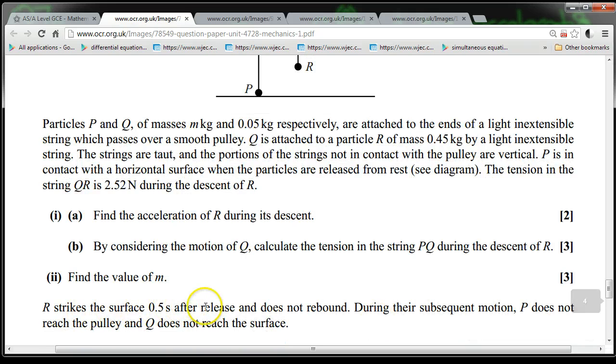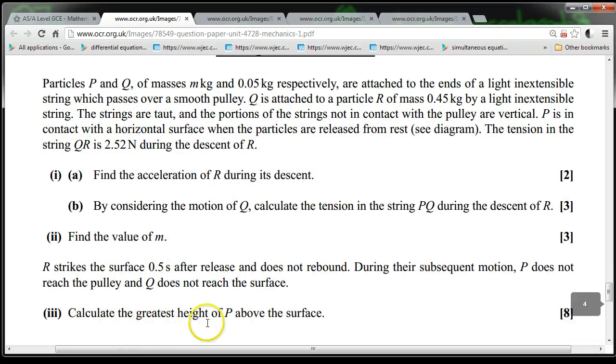R strikes the surface half a second after release and does not rebound. During their subsequent motion, P does not reach the pulley and Q does not reach the surface. Calculate the greatest height of P above the surface.